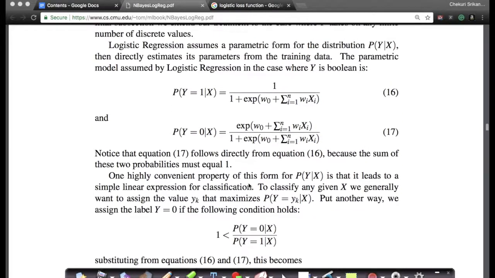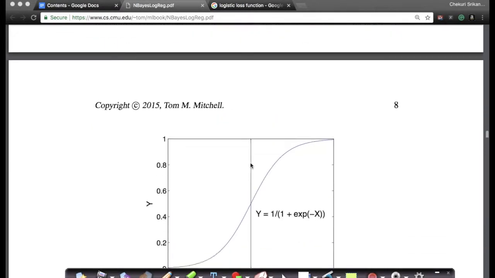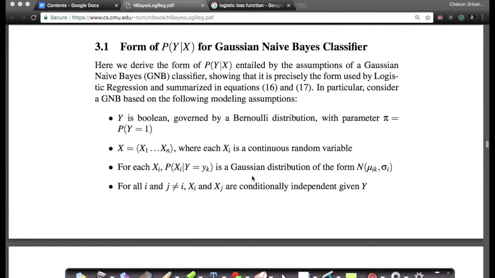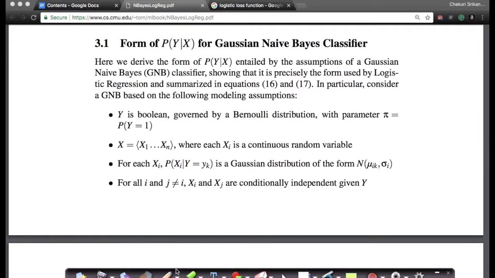So the way he does it is this. Let's go through some of it. Section 3.1 is where he derives it very gracefully. If you look at it, he says your class label is Boolean, which is governed by a Bernoulli distribution.